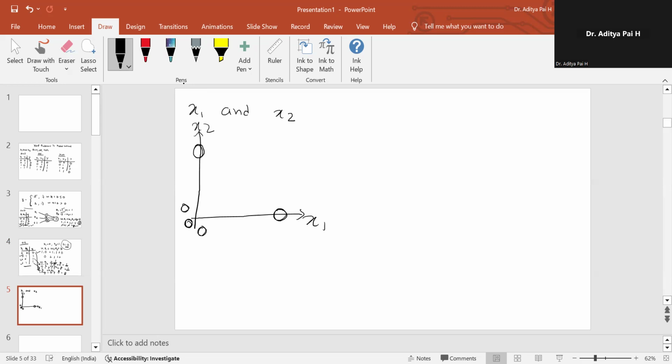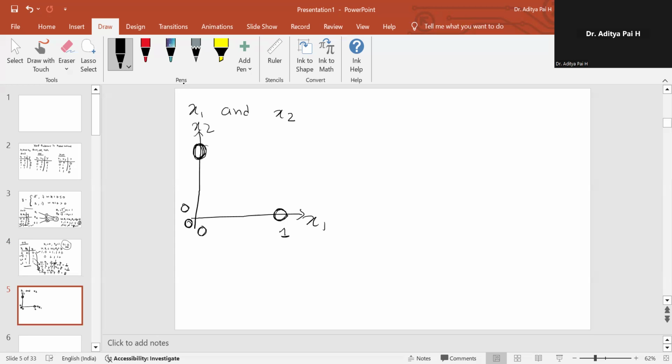If my x1 is 1 and x2 is 0, then your output is still 0. If your x2 is 1 and x1 is 0, still your output is 0. That is why you can see that the output is 0.